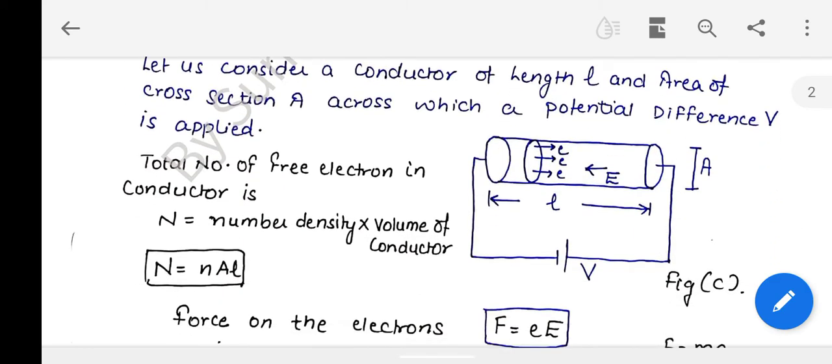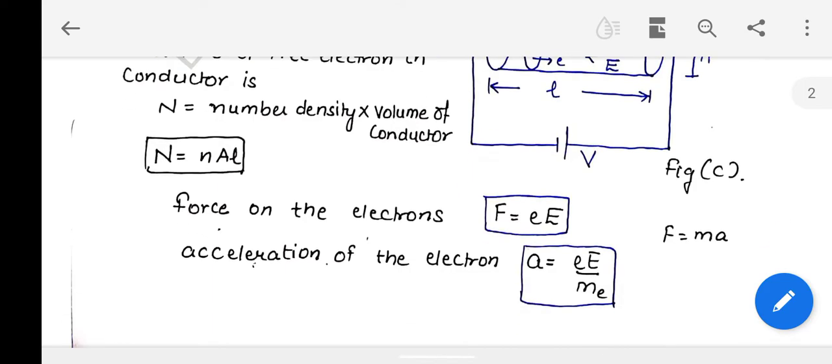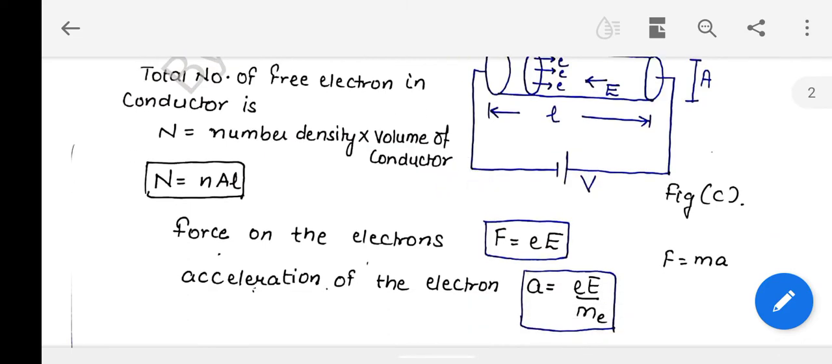Okay, so derivation of drift velocity. How to derive the drift velocity? First we have to know the total number of free electrons. So total number of free electrons is given by capital N. It is number density small n multiplied by volume of conductor. Volume of conductor is given by area into length. So capital N equals small n A L.